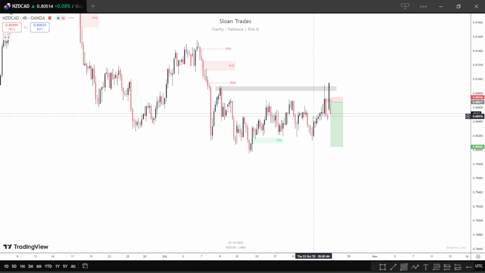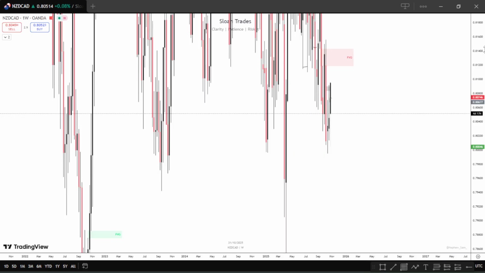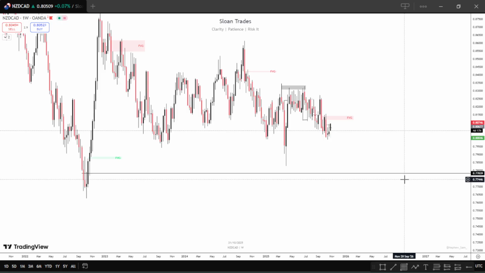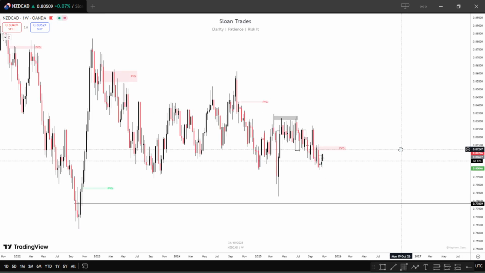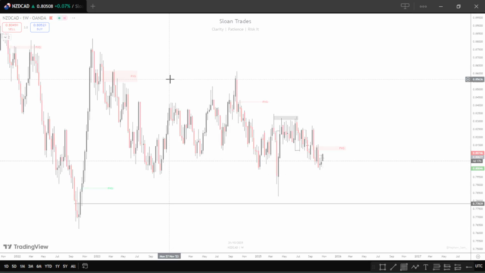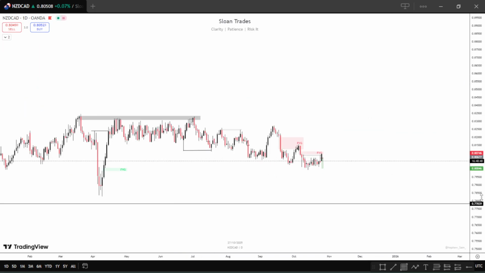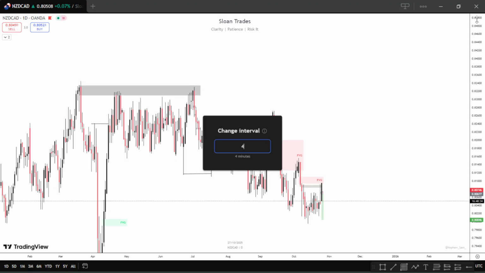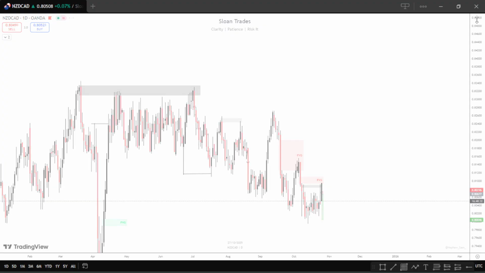So the overall structure of NZD CAD is bearish. Overall structure is sells, and this is the zone I want to sell from. But I can't take entry from the 1 week, and I can't take entry from the daily time frame. Rather, I can only get confluences from these two time frames. So let's get down to the 4 hour time frame and eventually the 1 hour time frame.